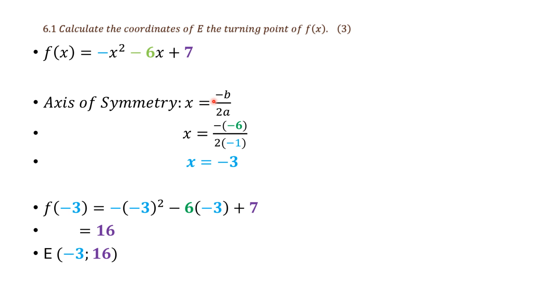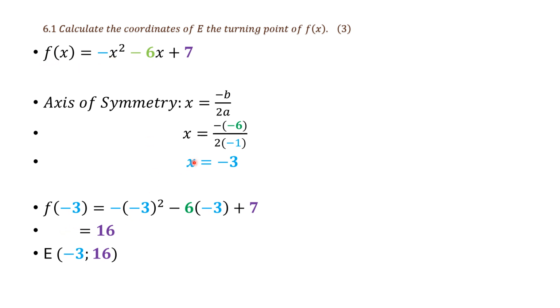So for axis of symmetry, negative b would be minus 6. For a, 2 times the a value, which is negative 1. Remember, there's an invisible 1 in front of x squared. So negative times negative gives me positive 6. 2 times negative 1 gives me negative 2. 6 divided by negative 2 gives me negative 3. So that's the x value of my turning point, or called the axis of symmetry. And that will be substituted back in the original equation to find the y value.